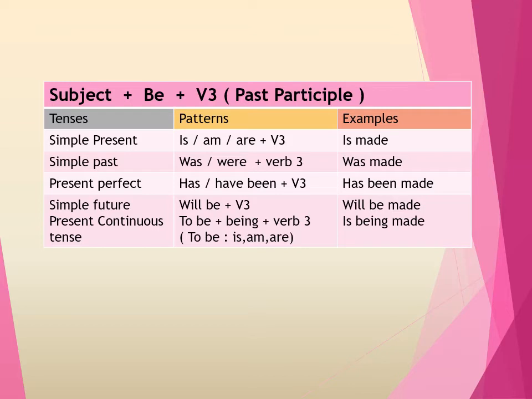The fourth is simple future, whose pattern is will be plus verb 3, and the example is will be made. And the last one is present continuous tense, whose pattern is to be plus verb-ing plus verb 3. And remember that to be in present continuous tense are is, am, are. An example of the present continuous tense in passive voice is being made.